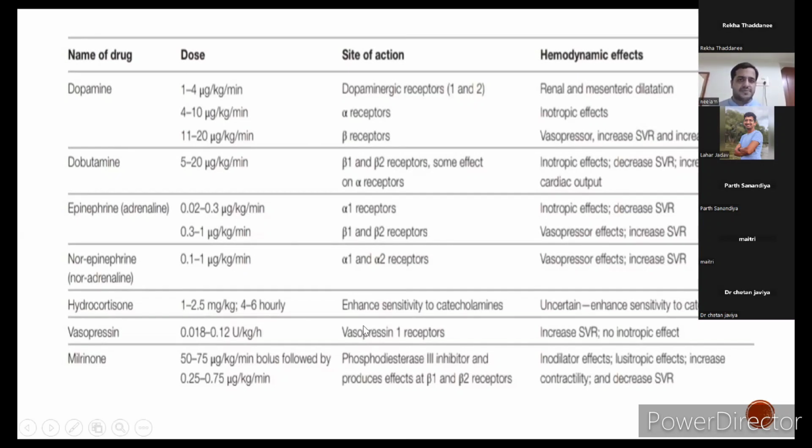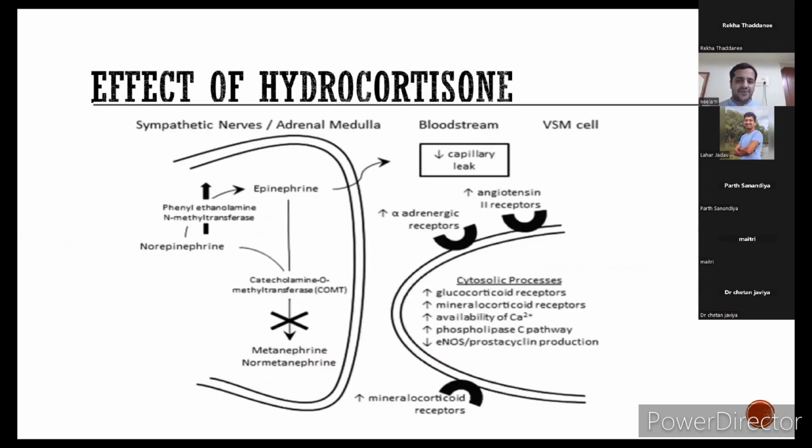The one which I will put emphasis on is the effect of hydrocortisone. There was always a controversy when I was in Adani. The residents used to ask me why I am so interested in giving hydrocortisone. Hydrocortisone acts two ways. It acts at the level of sympathetic nerves, and it acts at the level of vascular receptors. So it acts on both sides.